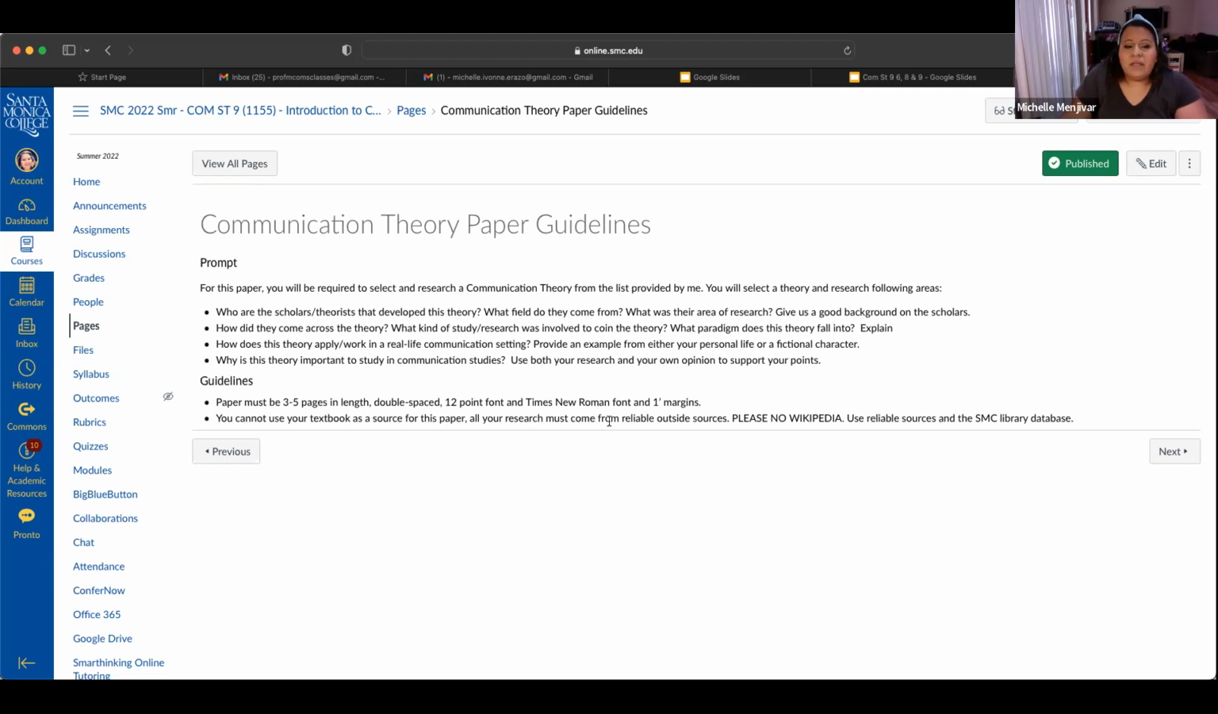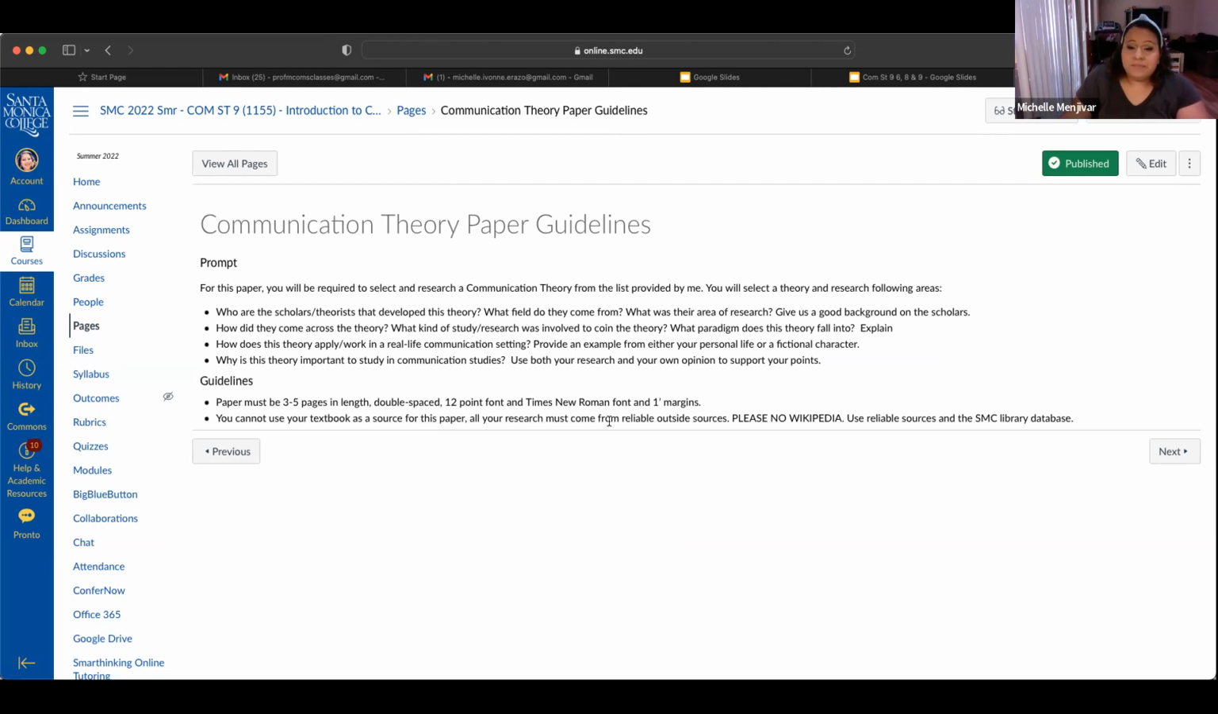Question number 3, how does the theory apply or work in a real life communication setting? With a lot of the communication theories, we want to make sure that they're not just a theory, that we can actually see them applicable in a communication setting. So I want you to make that connection. If you were to take this theory and apply it to something that has happened either in your personal life or to a fictional character in a film or in a book, use that example to illustrate how the theory comes to life.